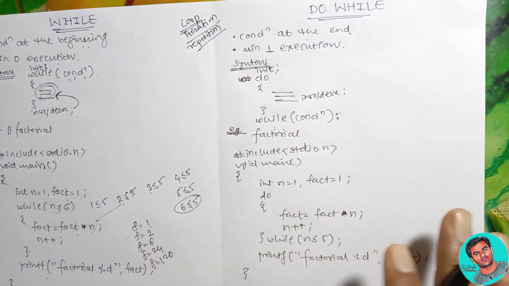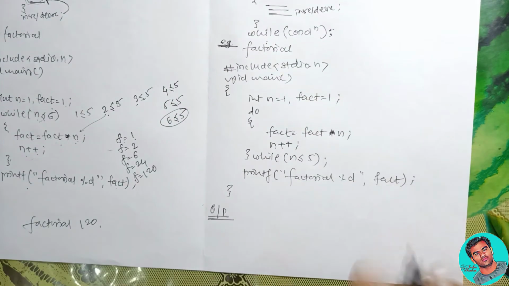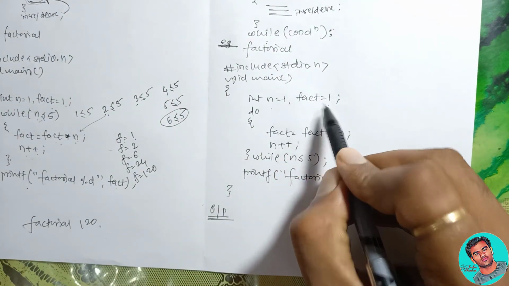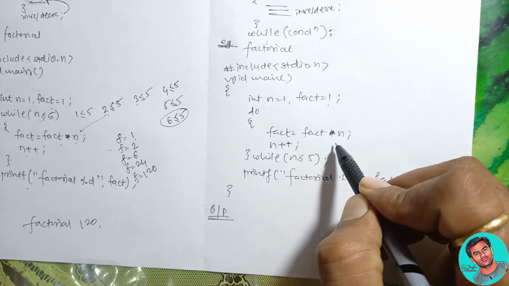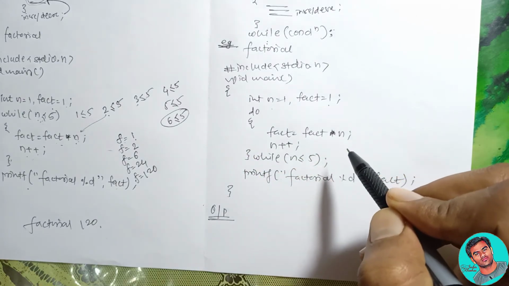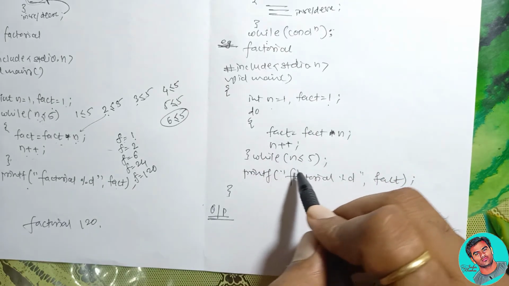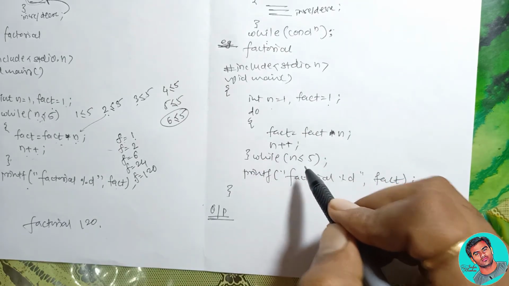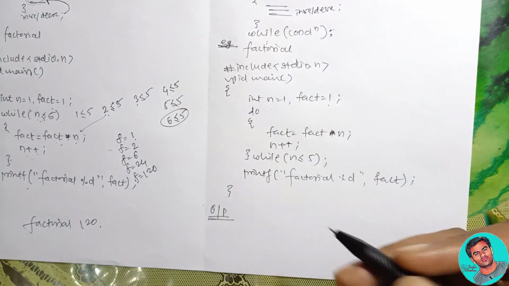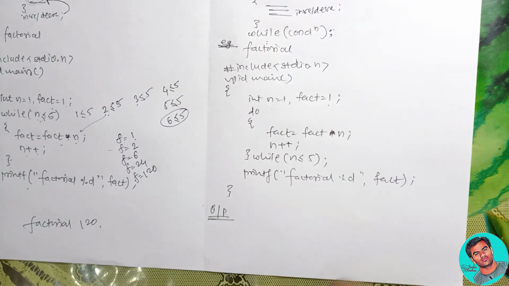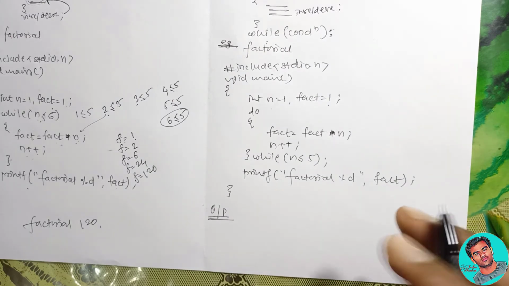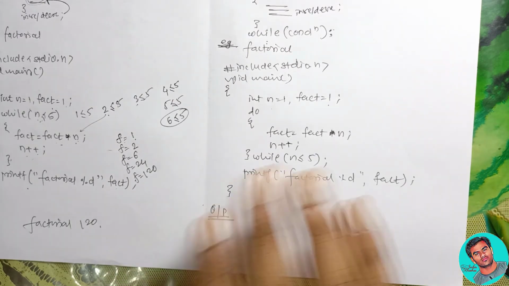Okay, so just check the same example with the factorial. n equals 1, factorial equals 1, do fact = fact * n, the same as before, but here the while condition is checked at this point. So for factorial of any number, if you put any number, it will iterate that many times, for 5 here, and we get the factorial of that number. So that is the difference between while and do while.